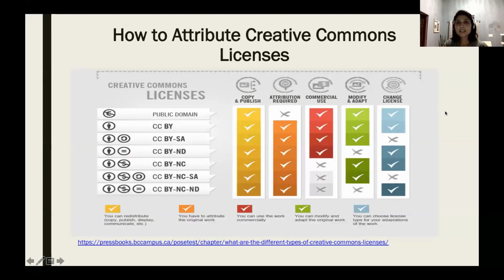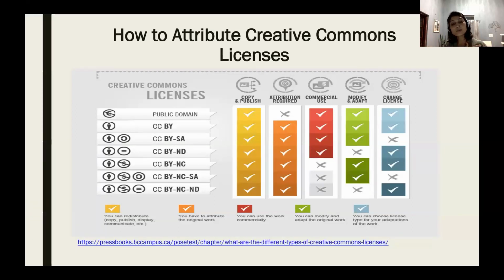Now, coming to this particular slide, it gives a very brief picture of the different permissions and the different restrictions imposed on each particular license. Altogether, we have six to seven licenses, where the first one is public domain, that is CC0, which allows copy and publish. It could be copied, it could be published, it could be used for commercial usage, it could be modified and adapted. It can be used with a changed license. That means you can change the original author's license and redistribute it again. What is not allowed? This is cross-marked because it says attribution required. No, that means it does not even demand that the original author should be credited. So that free it is.